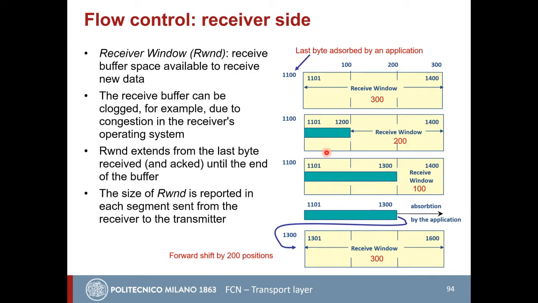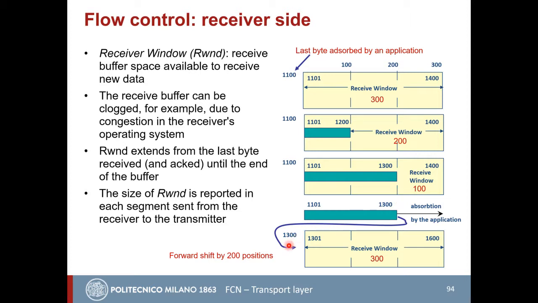As you can see, the buffer doesn't move. The size is always the same, and since the last byte absorbed by the application is always the same, the buffer is blocked in the same position. So here there is a second segment that has been received by the receiver. The second segment contains other 100 bytes. Again, the application is not reading these bytes, so these 200 bytes remain momentarily in the buffer. The receive window gets smaller again. Okay, now it's 100.